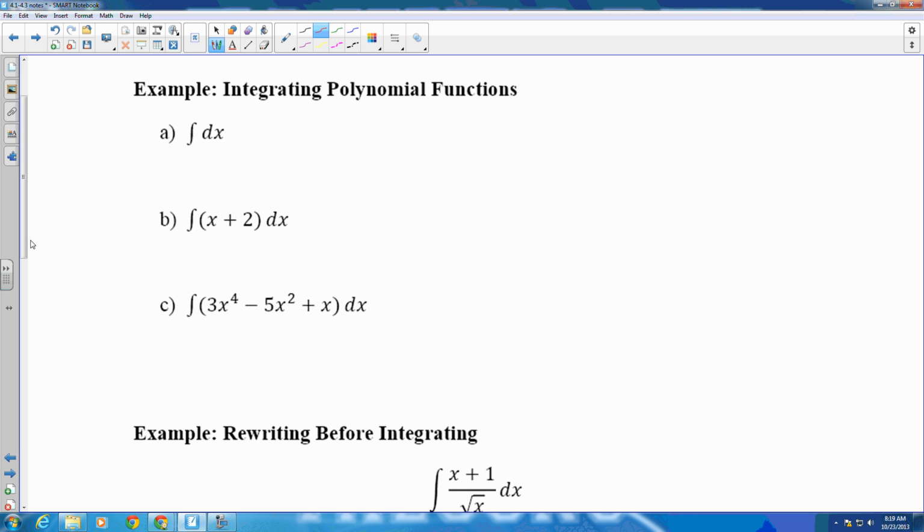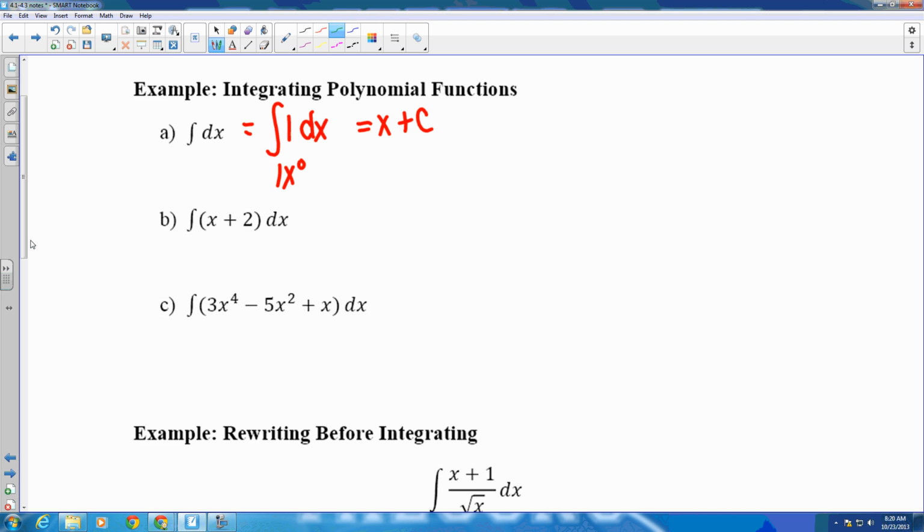Okay, integrating polynomials. Instead of just one term, we're going to have multiple terms, so you just take the integral of each term just like you would for a derivative. So part A, we're actually taking the integral of 1 dx, that one was kind of hiding. The integral of 1 is x plus c, because if we think about it, we have 1 times x to the 0, so we raise the exponent to 1 and divide by 1. That's how we get just regular x.